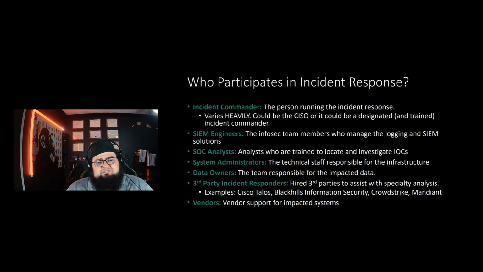You have your SOC analysts, right? These are the people whose job it is to figure out what's going on in these logs. They're often the ones who threw the flag initially that said, hey, this is an incident. We need to start working on it. So you have people like that.